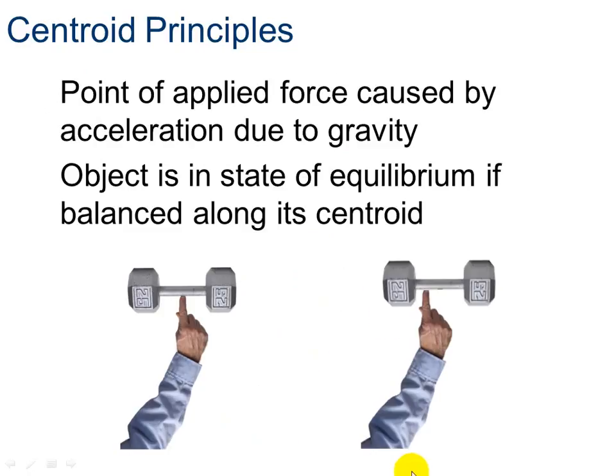It's the point of applied force caused by acceleration due to gravity. An object is in a state of equilibrium if it's balanced along its centroid. So notice in the animation, this one is not balanced along its centroid, so it's not in equilibrium. But when we hold our finger at the centroid, we have balance.